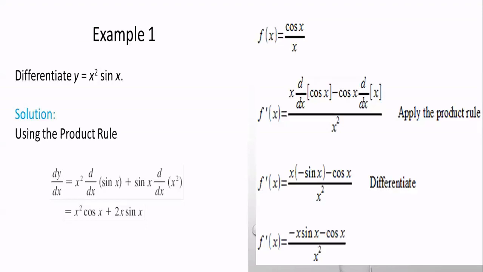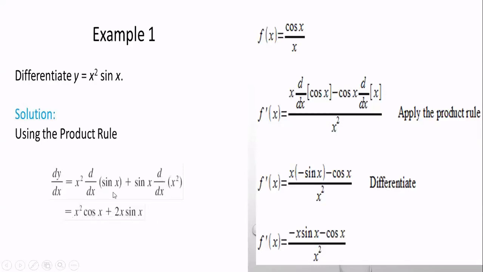You see x square sin x, that is a UV form, f(x) g(x), a product function. So keep x square and differentiate sin, which should be cos x. Then keep sin x and differentiate x square to 2x. The answer is x square cos x plus 2x sin x.